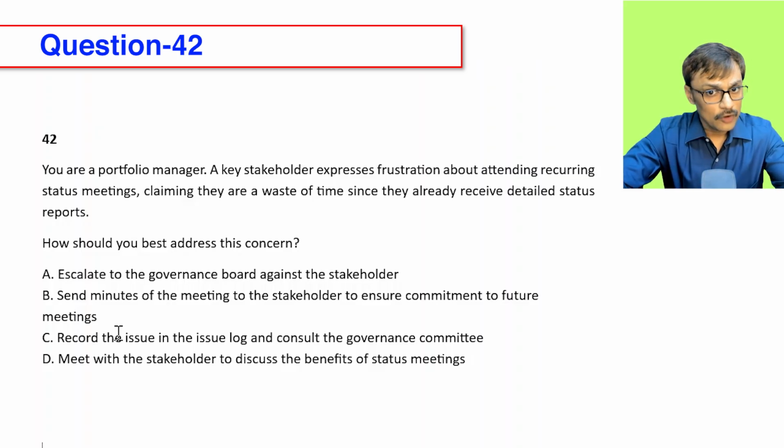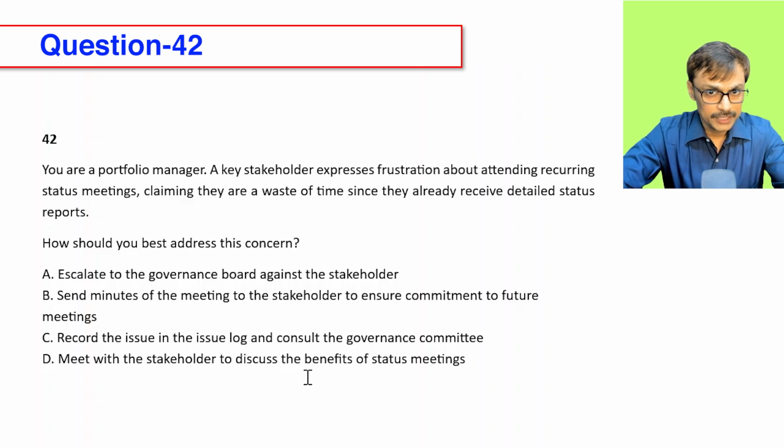So let's see what kind of option can help me in taking that path. Option E, escalate to the governance board against the stakeholder. Definitely not. The stakeholder is finding something not relevant. I need to understand that. Send minutes of meeting to the stakeholder to ensure commitment to future meetings. So you are saying, you don't come, I will send you the MOMs. It may happen once we discuss it. I want to talk to him. I want to understand his perspective and explain my perspective first. Option C, record the issue in the issue log and consult the governance committee. I can definitely make a note of it. Yes, making a note in the issue log is not at all a problem, but I don't want to go to the governance committee about it. I want to discuss it. I should be going with recommendations, not with, there is a problem.